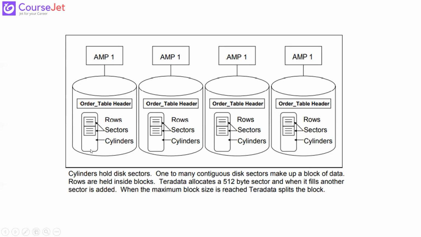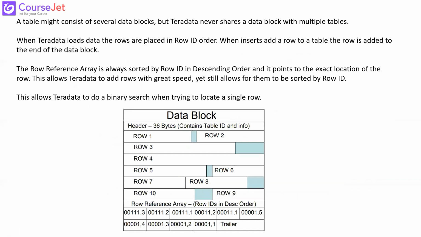Initially, this sector will be 512 bytes, and then another 512 bytes is added, and then another 512 bytes. So this will be a data block until it reaches the maximum size. A table might consist of several data blocks, but that data block will not be shared with multiple tables. One particular data block will be used by only one table.